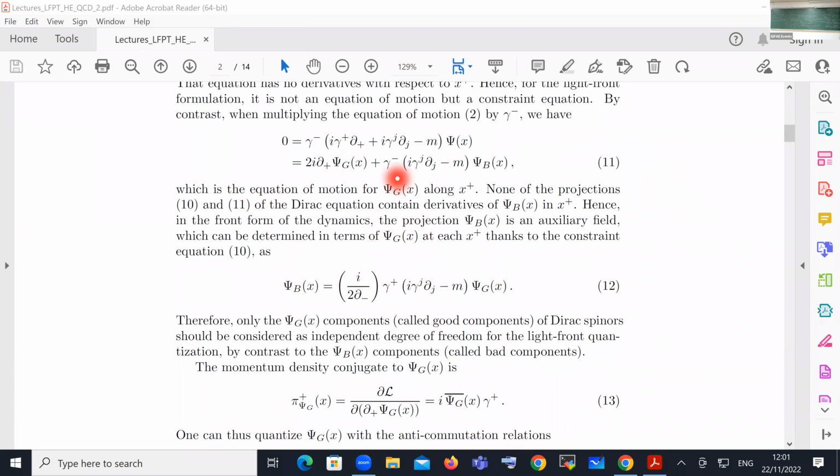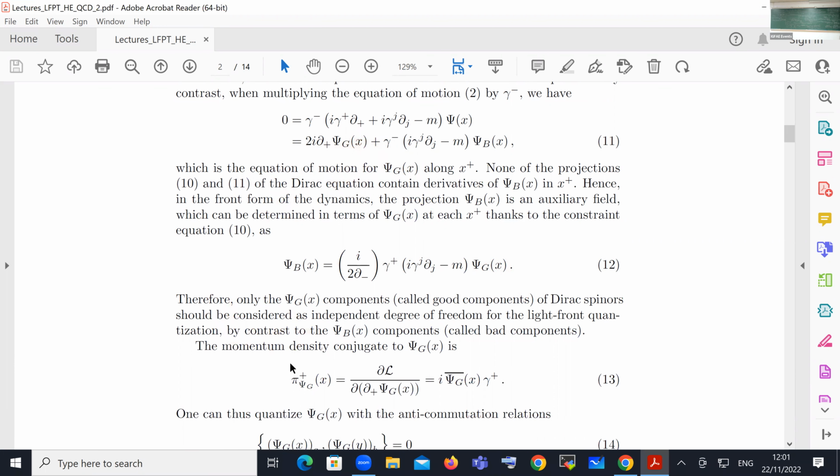So then we have only this good component which are dynamical. So we can still look at the momentum density conjugate here with respect to that. So if we take the derivative of the Lagrangian with respect to the plus derivative of this psi g, we get this. Okay.